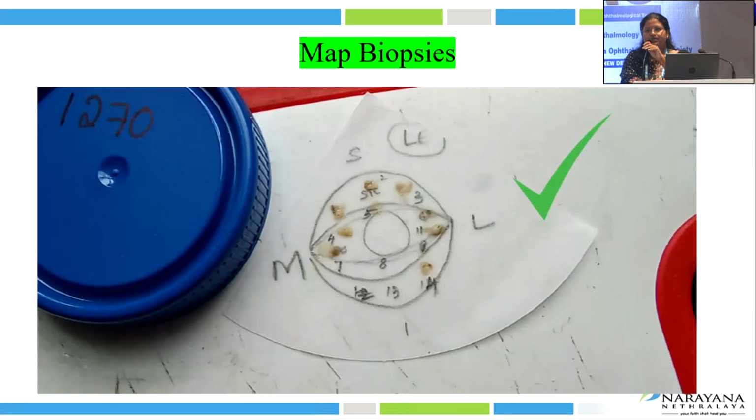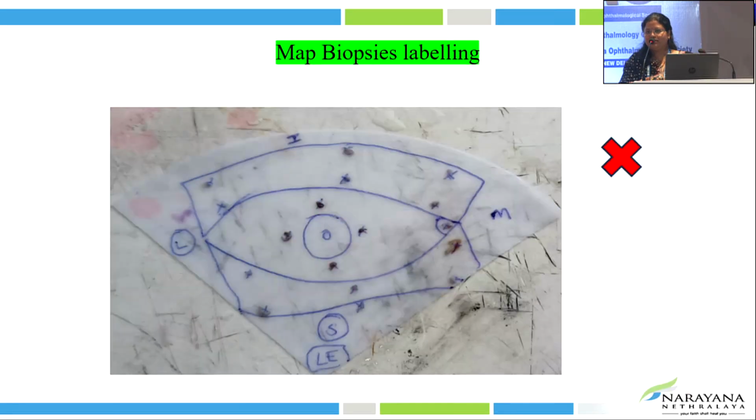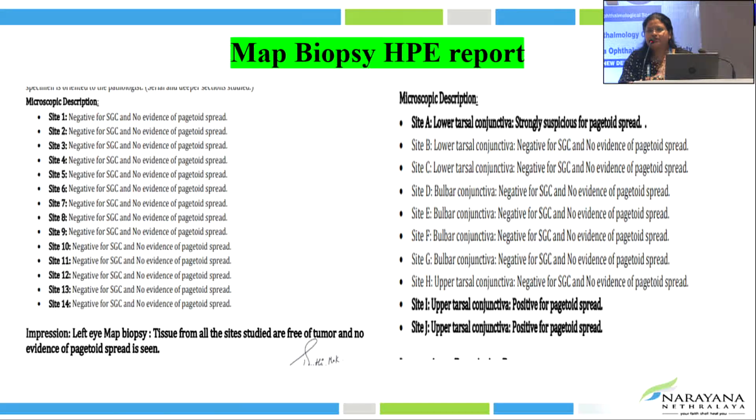Map biopsies, again, we see map biopsies for SGC, we see map biopsies for PAM. Very important, please write the numbers and then you can stick them on the biopsies. Don't send them like this, because for an ophthalmic pathologist, it is easy to make out whether this is upper fornix, lower fornix, bulbar, or palpebral conjunctiva, but if you're sending them to a general pathologist, then reporting will be a mess. So this is how we usually report a map biopsy, and we comment on the pagetoid spread.